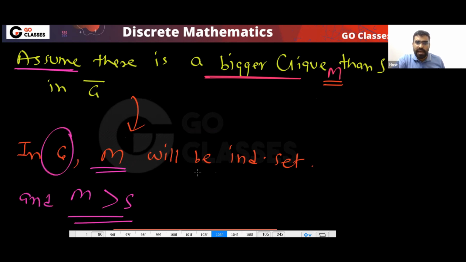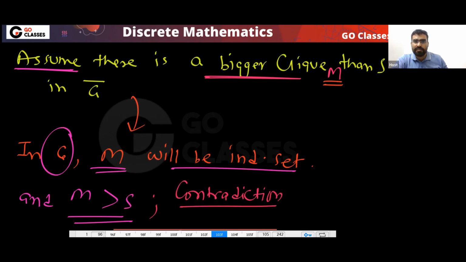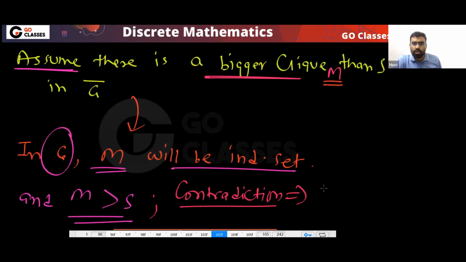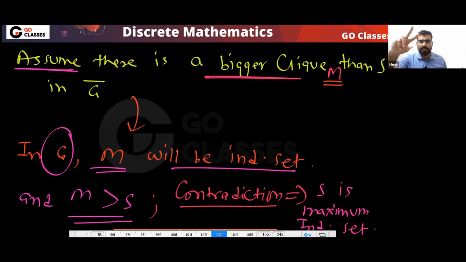So in G, M will be an independent set and M is bigger than S. So there is a contradiction. The contradiction is that we are assuming S is the maximum independent set. So this is the proof by contradiction. Is this clear? Very simple.